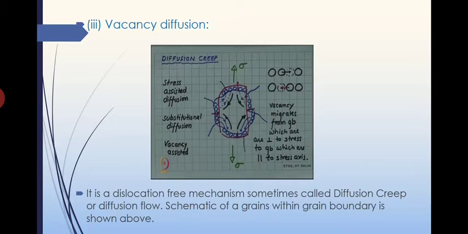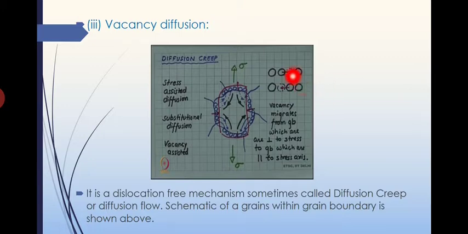You know very well about diffusion. You have studied interstitial diffusion and substitutional diffusion. These are the two important diffusions. The only diffusion which is causing the vacancy diffusion mechanism in creep is substitutional diffusion. You can see it here.